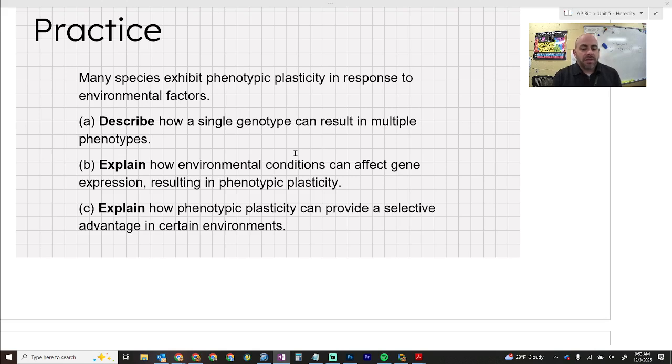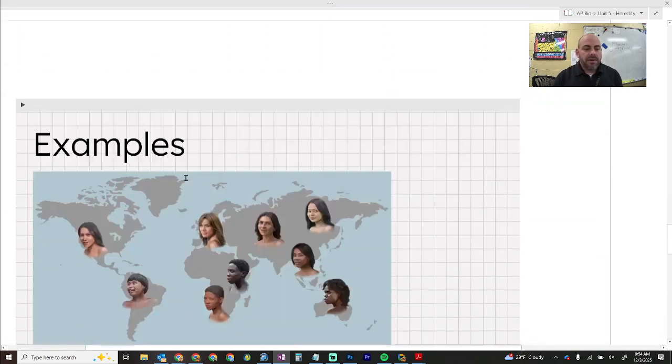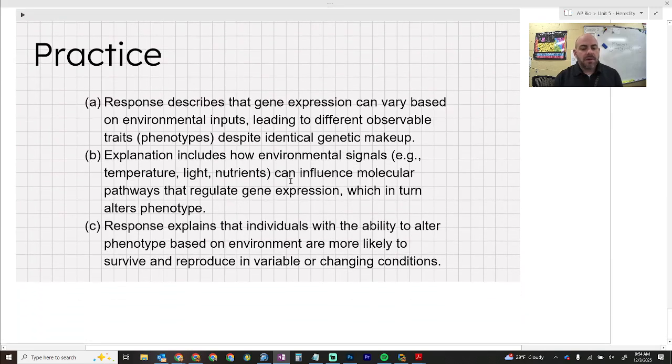Explain how environmental conditions can affect gene expression, resulting in phenotypic plasticity. And so gene expression has to do with the making of a protein, and those proteins are going to be changed based on pH, there's several different factors that can account for that. And explain how phenotypic plasticity can provide a selective advantage in certain environments. We mentioned several of those, right? We mentioned the fox, and so yeah, there's a couple things here. There's the answer to that if you want to pause the video and look at it.